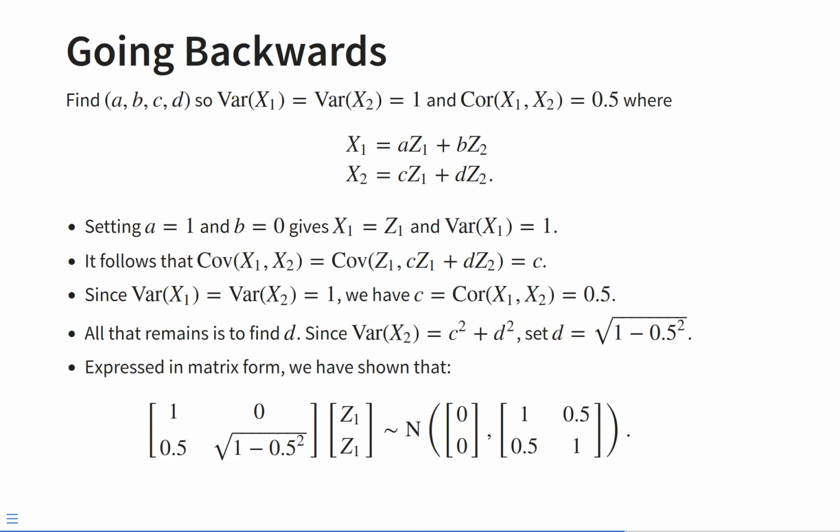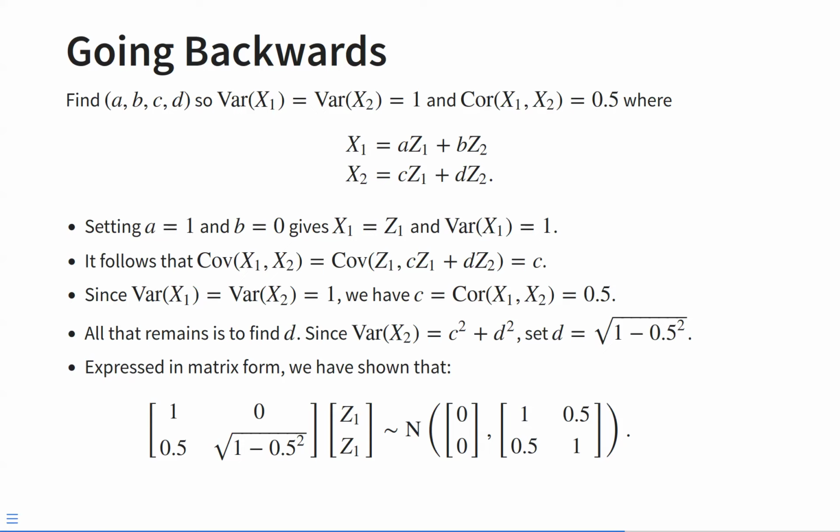You can see that that only depends on c, but d is definitely going to affect the variance of x2, and we need to make sure that that's equal to 1. Otherwise, the argument we just made about the correlation is going to fall apart, and we won't have the desired structure. So what do we need to do here?